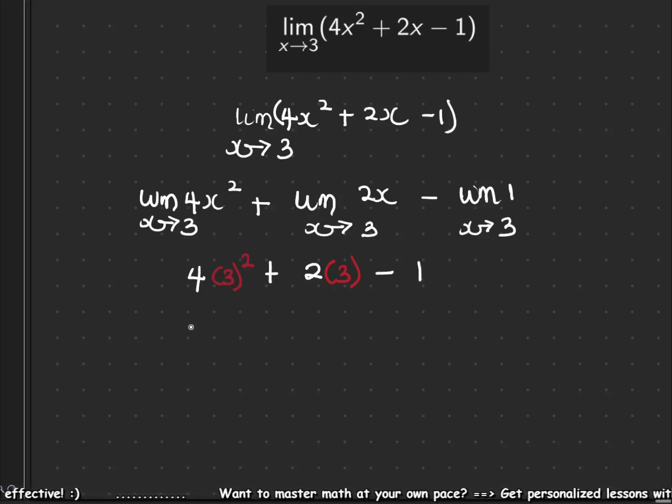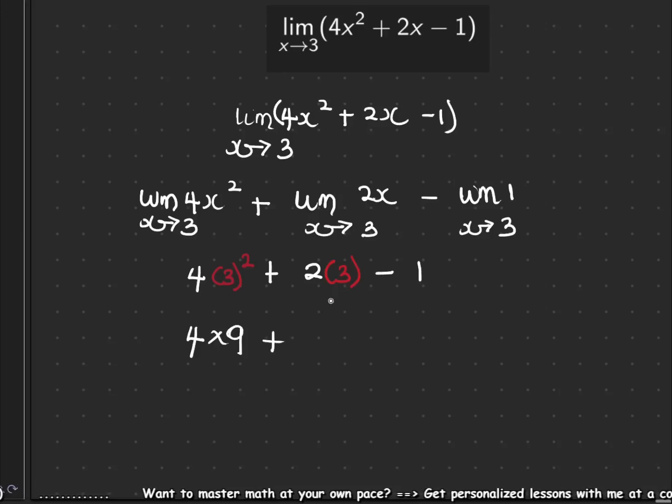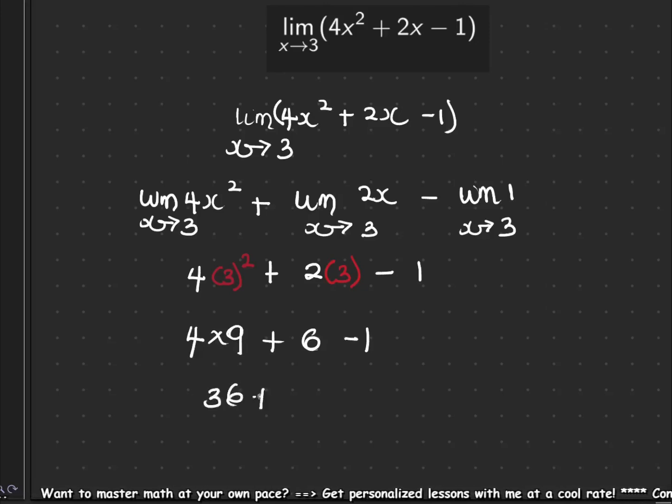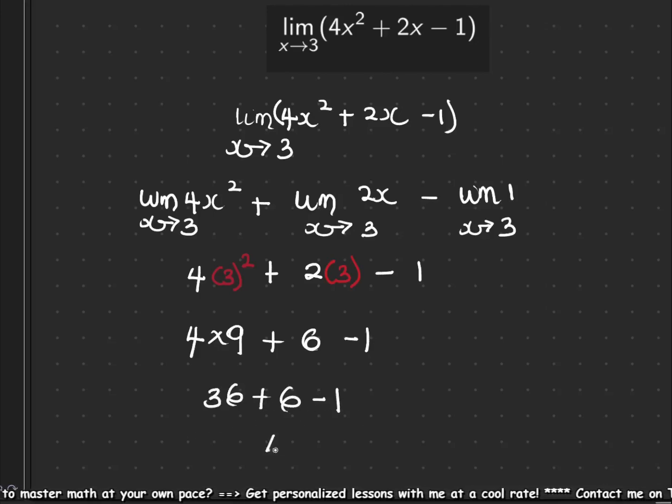Evaluating this, we have 4. 3 squared gives us a 9. Then plus 2 times 3 giving us a 6, then minus 1. Evaluating this, we have 4 times 9, which gives us 36. So 36 plus 6 minus 1. 36 plus 6 gives us a 42. 42 minus 1 gives us a 41. So the limit of this function we have here, applying the rules, we are getting 41.